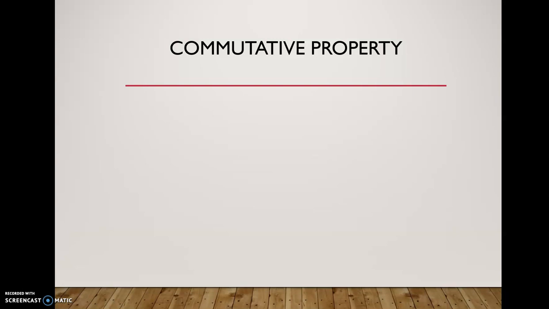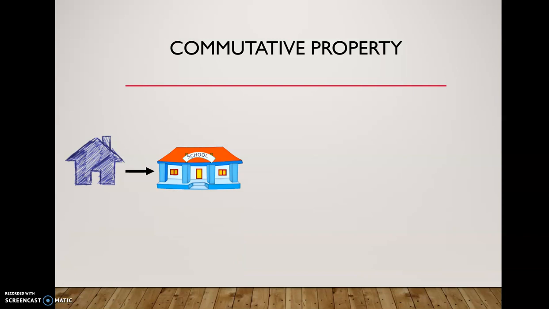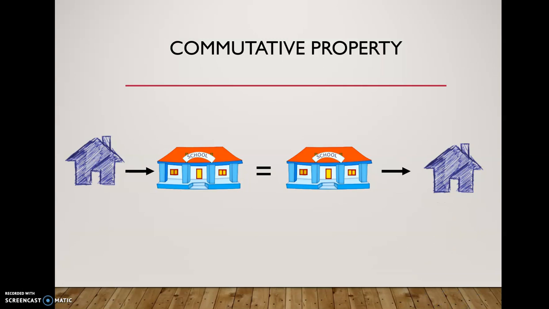Now, another way you could remember the commutative property is thinking about your commute. You go from your house to school, and then you have to go from school to get home. Regardless, you're making the same commute, whether you go from school to home or home to school. The distance you traveled is still the same.